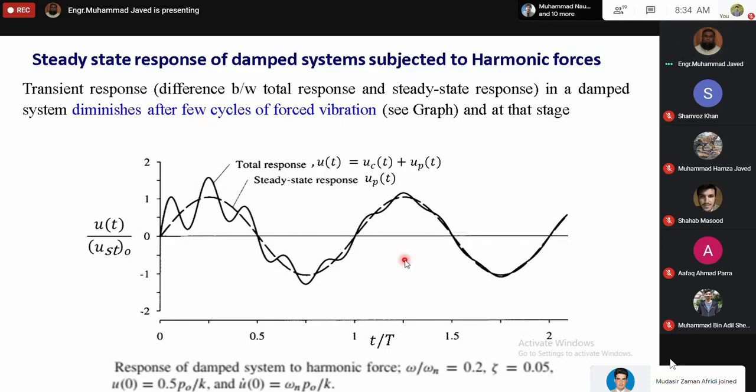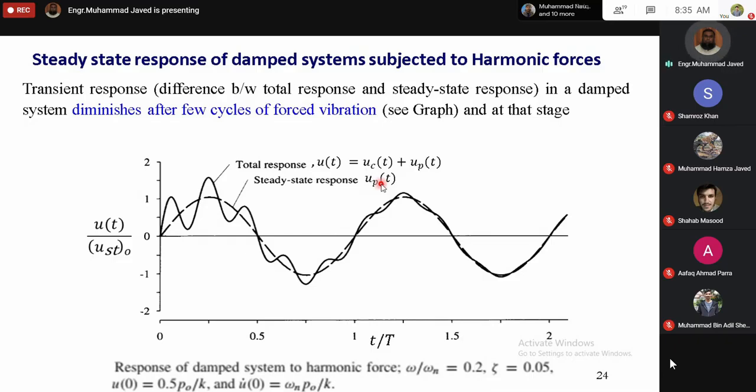Now, on this slide, we want to discuss an important phenomenon. The phenomenon is that in case of damped systems which are subjected to harmonic forces, the total response, which is the sum of transient displacement due to transient vibration plus displacement due to steady state vibration, is almost equal to steady state response after some time.